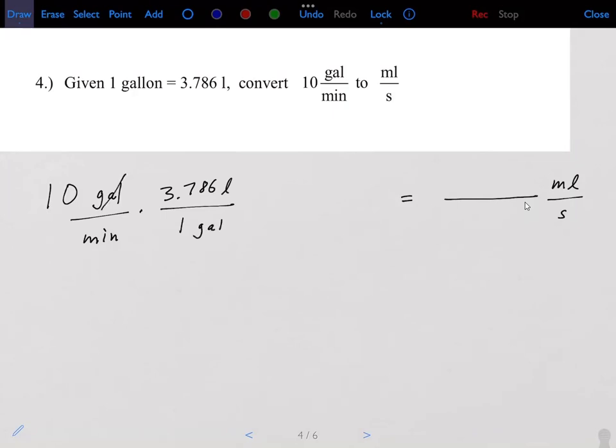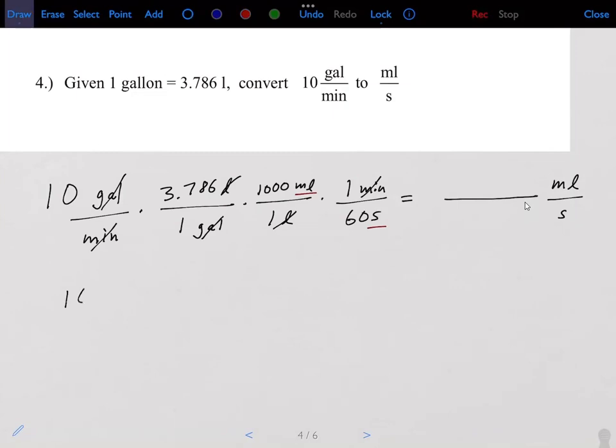So at this point, gallons would cancel. I would have liters per minute, but I want milliliters per second. So now let me go from liters to milliliters. Well, I know that there's 1,000 milliliters in 1 liter, right? So liters now cancels, and I have milliliters per minute, but I want to go to milliliters per second. So now I need to convert minutes to seconds. Now I need to put minutes in the numerator here, so it cancels, right? So 1 minute is 60 seconds. So now minutes cancels. And now I have the correct units, right? I would have milliliters in my numerator and seconds in my denominator, which is exactly what I want.